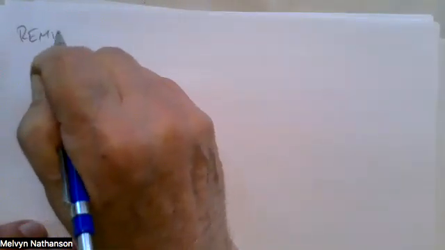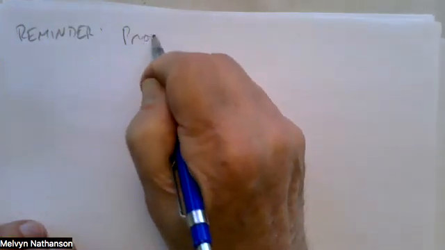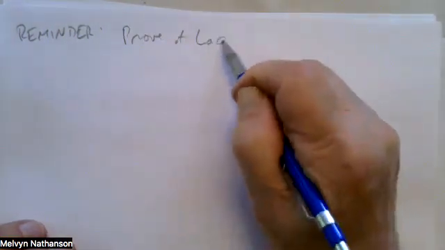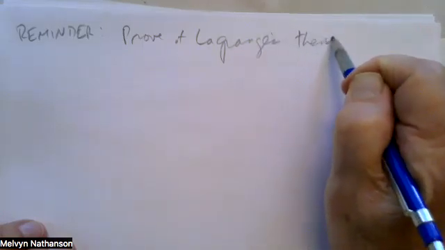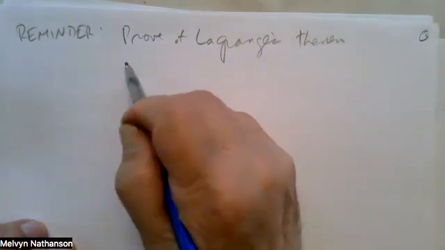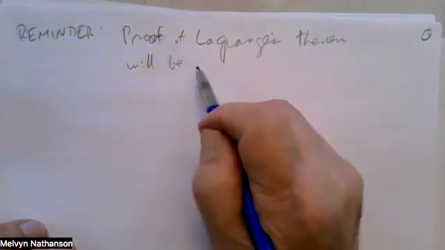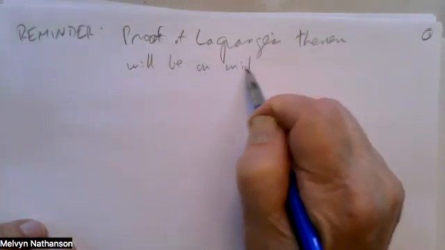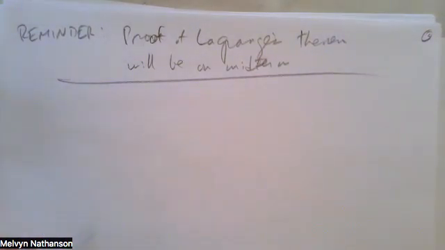By the way, this is just a reminder, because I've said this in class a couple of times. It's not on the review sheet, but the proof of Lagrange's theorem, in whole or in part, will be on the midterm. It's a fundamental result in algebra that you absolutely have to learn in this course. Okay.